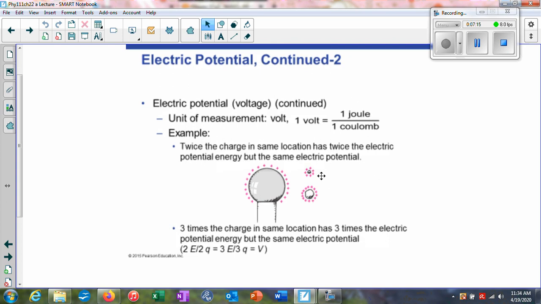So if it were 3 coulombs, I would have to do 3 joules of work to it to get it into the same place, but it would be 3 joules divided by 3 coulombs and still 1 volt.